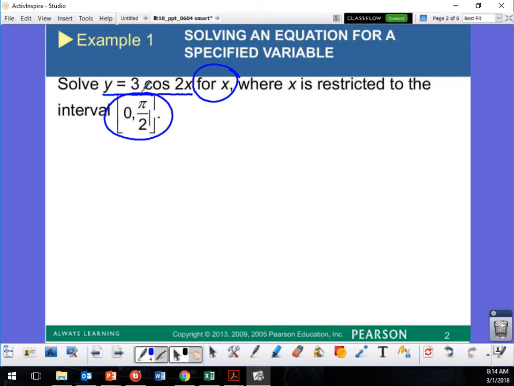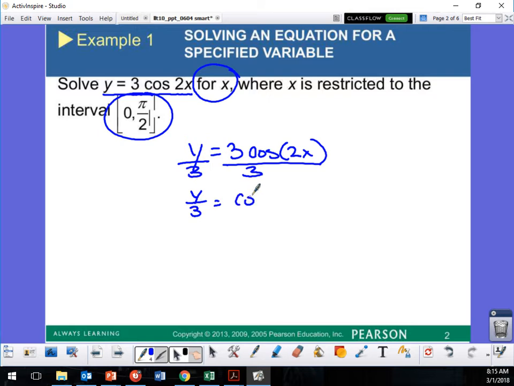Okay, so I'm going to start with y equals 3 cosine of 2x, and we're going to try and get x by itself. Do we divide by 3? Yeah, very good. So start by dividing by 3 because we're trying to isolate my variable. I'm going to divide both sides by 3. So I get y over 3 is equal to cosine of 2x.